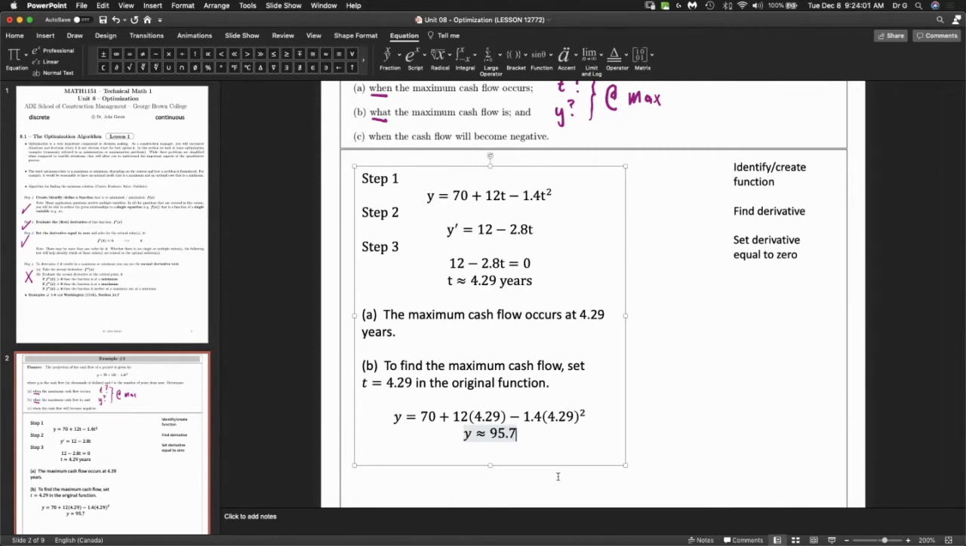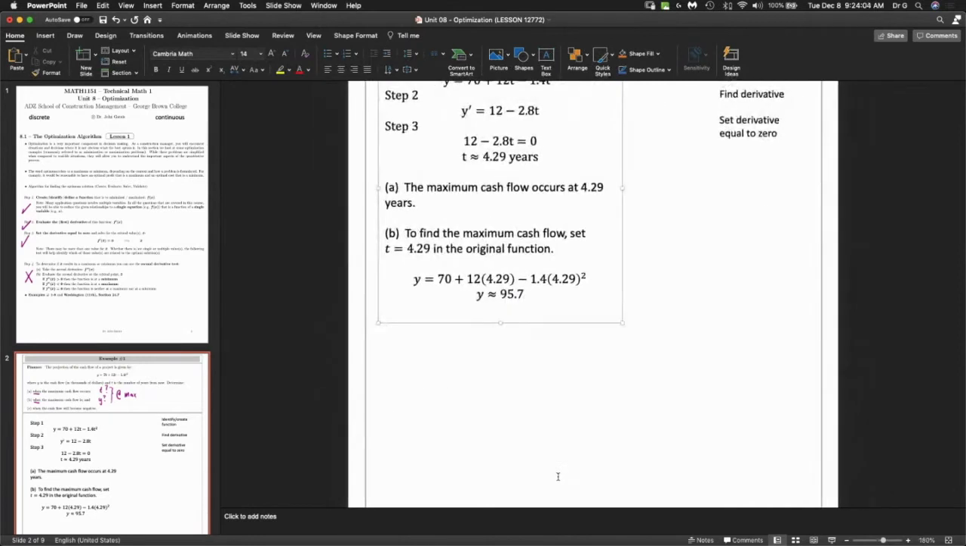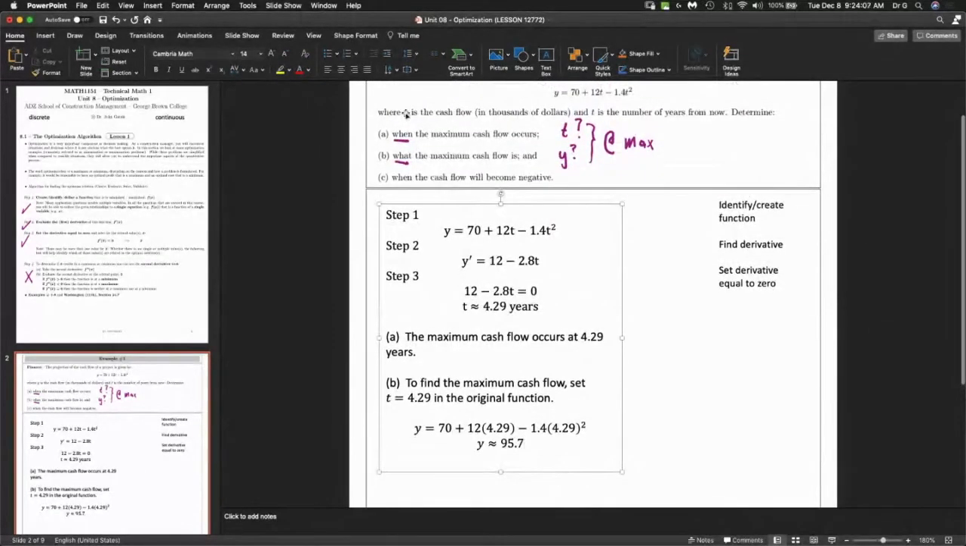Now, to answer the question fairly, cash flow is in thousands of dollars. So max cash flow is 95,700. That's to 3 sig figs. The question doesn't specify it, but as you know me well enough in the semester, if I don't tell you, I want 3 sig figs in the situation where you are forced to round it. So that's the optimization process, everybody. That's it. It's done. That's the answer.